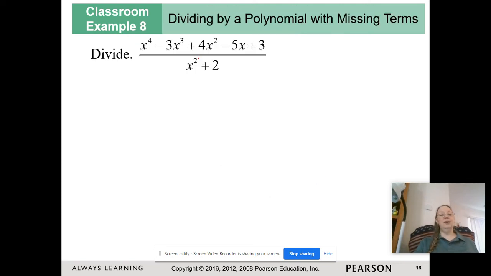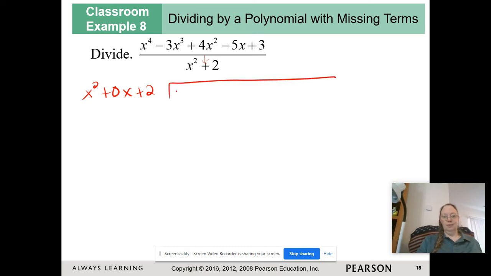Cannot use synthetic division because this is x squared. And in fact, this right here has a missing term. Yes, you do have to put in a 0x. Or x squared minus 5x plus 3.